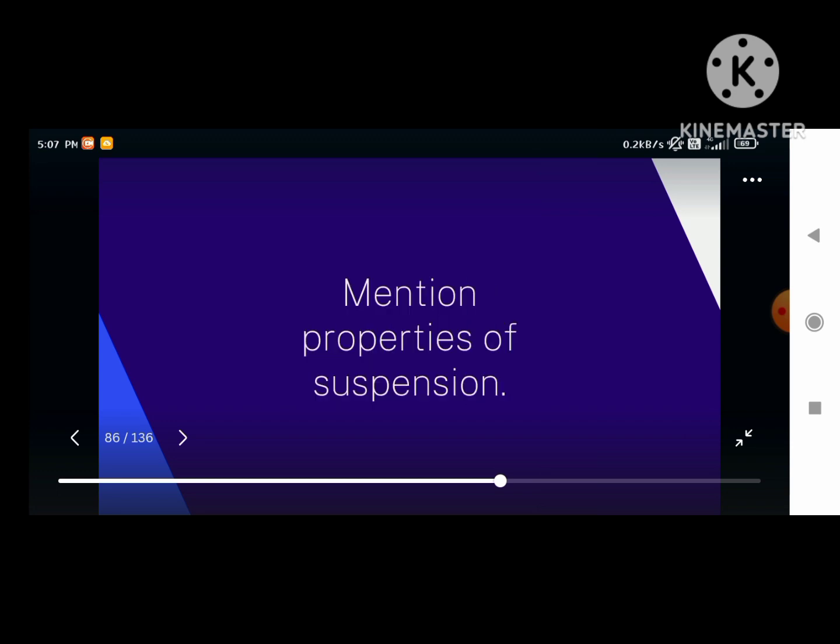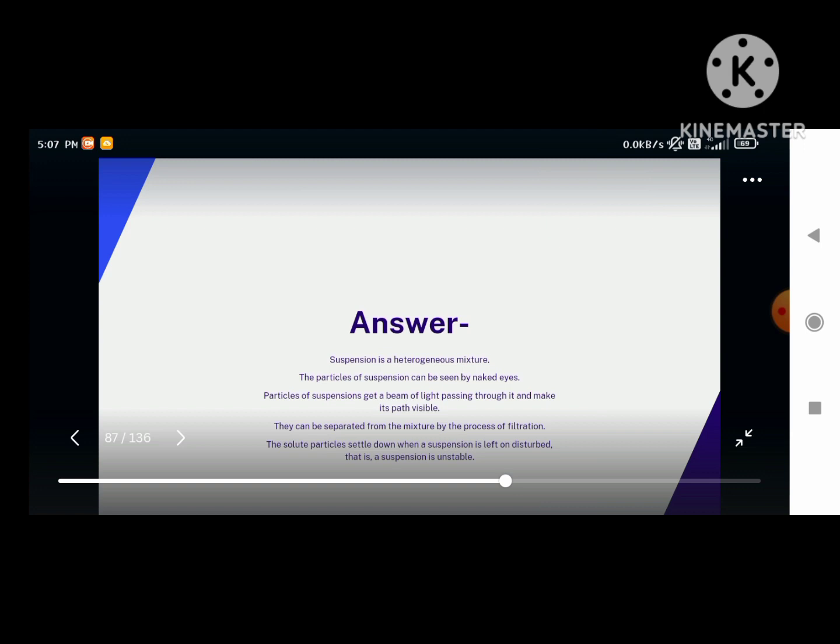Question number 3. Mention the properties of suspension. So here they are. A suspension is a heterogeneous mixture. The particles of a suspension can be seen by naked eyes. Particles of a suspension scatter a beam of light passing through it and make its path visible. They can be separated from the mixture by filtration. The solute particles settle down when a suspension is left undisturbed. That is, a suspension is unstable.